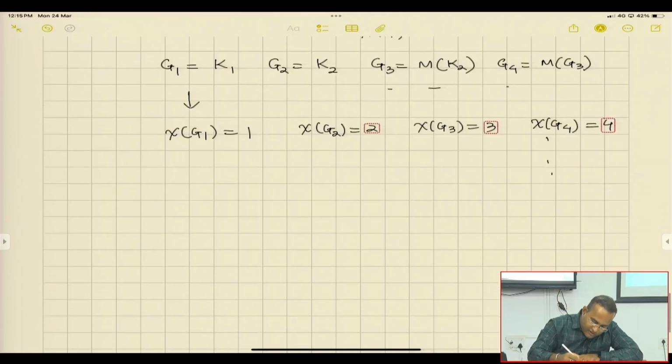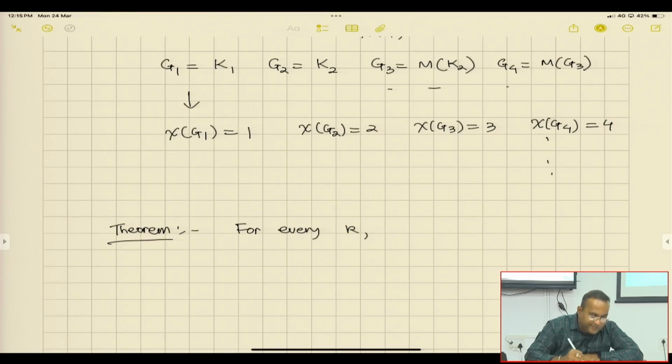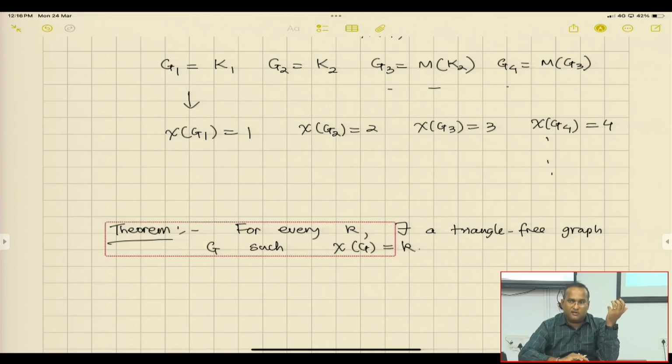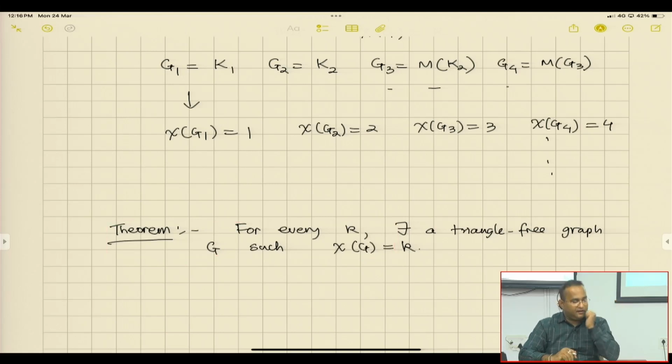So with respect to this, we can say that for every k, there exists a triangle free graph G such that chi of G is k. There exists a triangle free k chromatic graph.